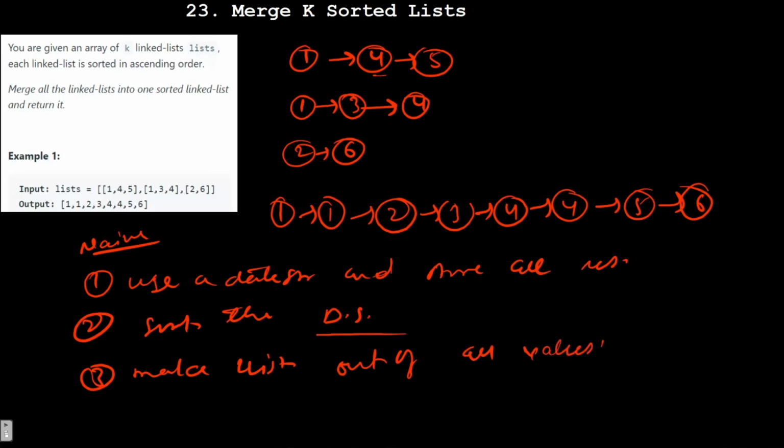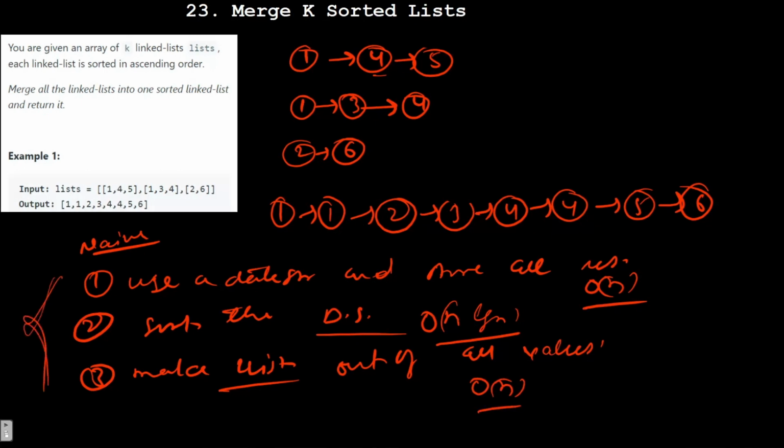So how much time is it going to take? For storing everything in the data structure, let n be the total number of nodes. That will take big O of n time. For the second step, sorting takes big O of n log n, and at last, making a list out of these values takes big O of n time. So the time complexity is big O of n log n plus big O of n, and obviously there will be a space complexity of big O of n.